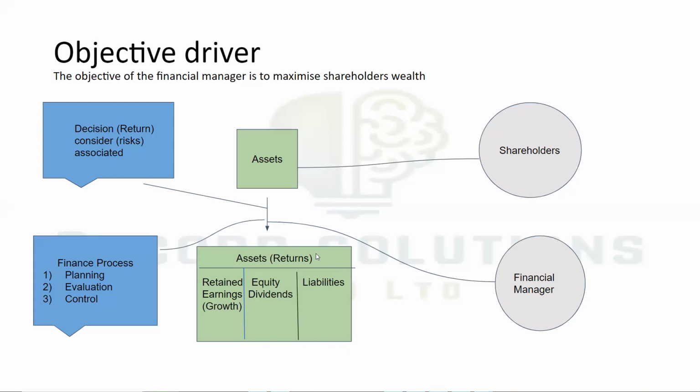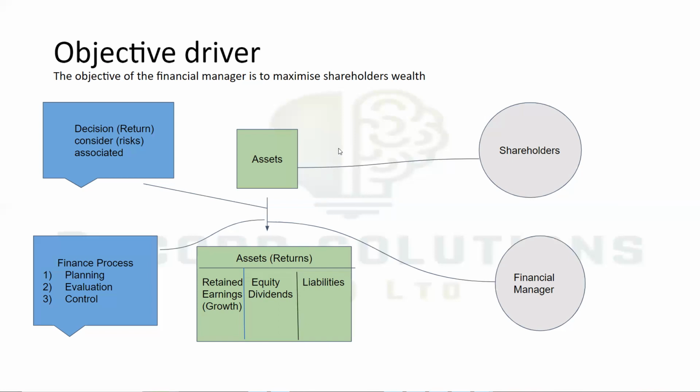Now, if the business generates a return that's greater than the liabilities and what the equity wants, then you've created wealth. That's growth in shareholders' wealth, and that's the goal of the financial manager, to create wealth. Let me give you an example. You take these assets and create profit. The first thing you do with this profit is pay your liabilities, and then after paying your liabilities, you take a portion of it and pay your equity holders dividends.